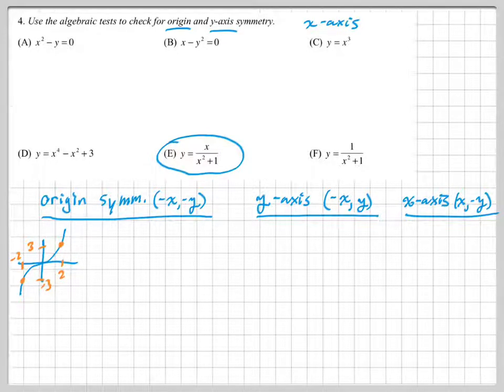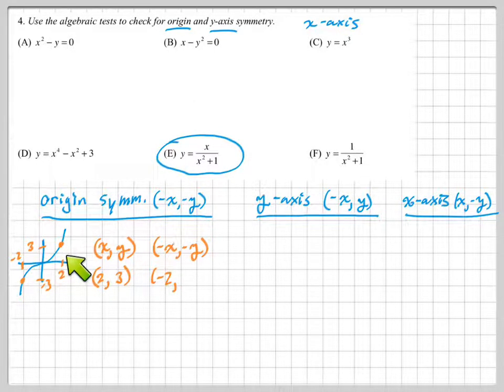So to help you understand origin of symmetry, I'm going to draw this quick little graph and show you these 2 points on the graph. Notice that when you plug in x, you get y, and when you plug in negative x, you get negative y. So when you do the opposite of x, you get the opposite of the y. In our graph, we've got a 2, 3, which is right here, and then when we plug in a negative 2, we get a negative 3. Okay, that would be origin of symmetry.